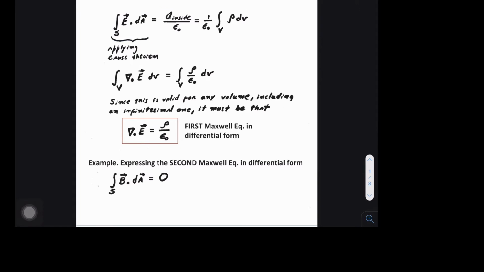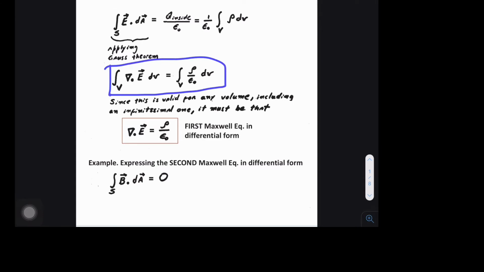Now from Gauss's theorem, we know that this flux can be written as the volume integral of the divergence of the electric field. Now to write down the right hand side also as a volume integral, we can replace the total charge with the volume integral of charge density. So we get this equation as a result.